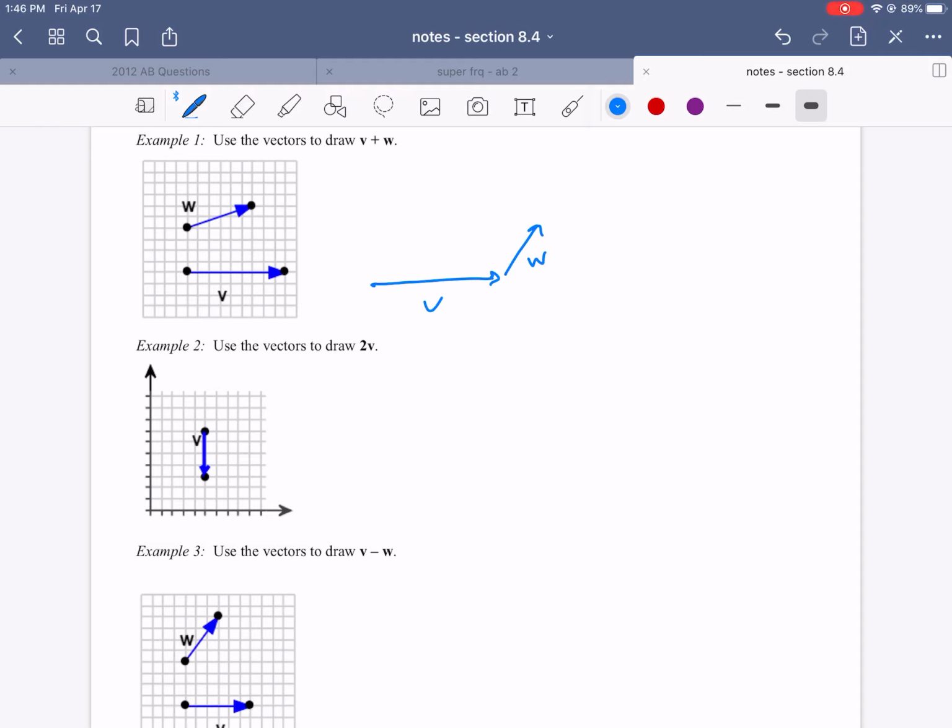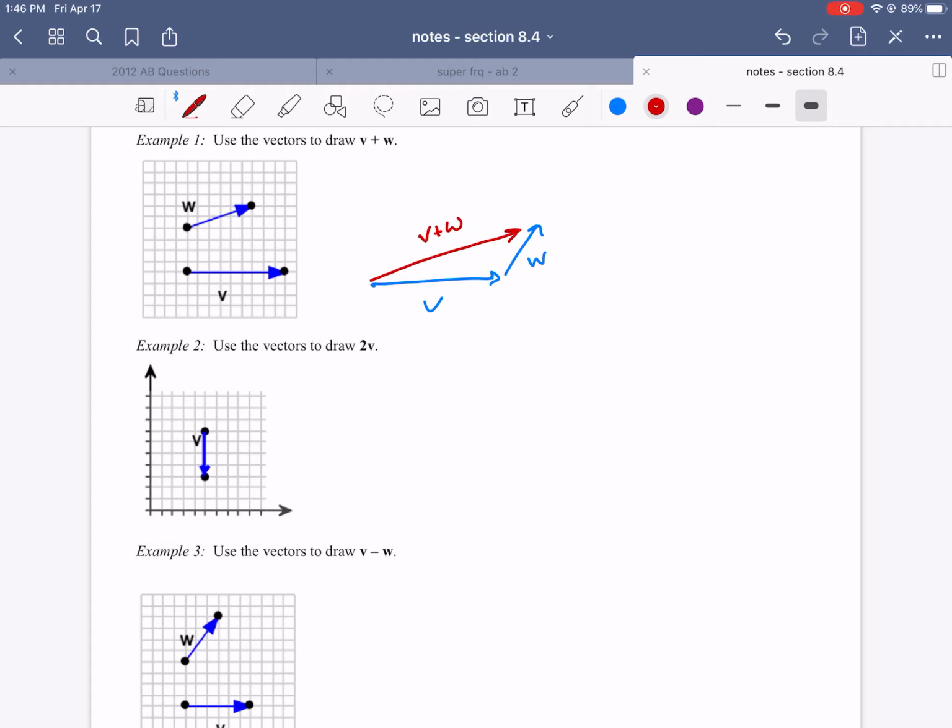And then v plus w connects the initial point of v, which is right here, to the terminal point of w, which is right there. So I'm going to do this in a different color. This is going to be my vector right here of v plus w.